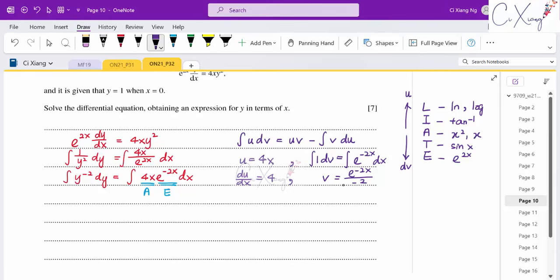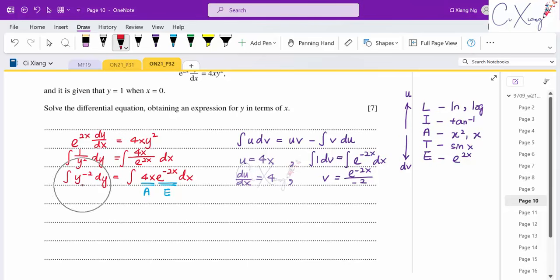Okay, so take note that for the v here, for this integration, I didn't put in the constant term yet, because later I will need to substitute this term into my integration. Only when I continue to the last integration will I include the constant c. So you can see that I didn't include any constant c here first. I already differentiated the u and integrated the v, and now I will continue my steps with the integration by parts.